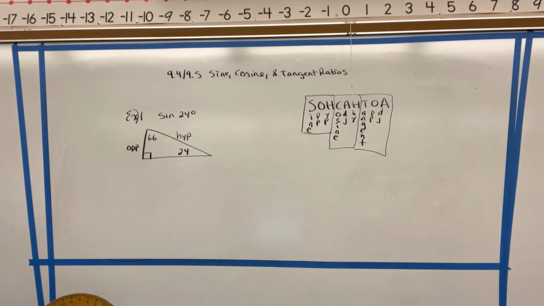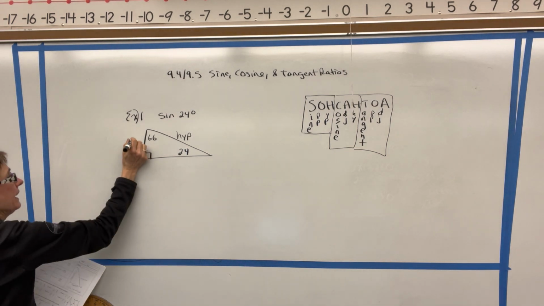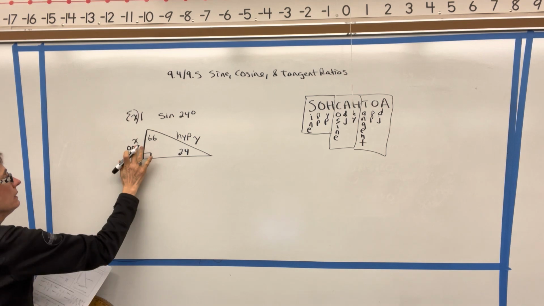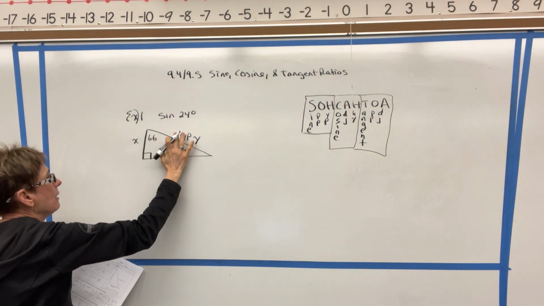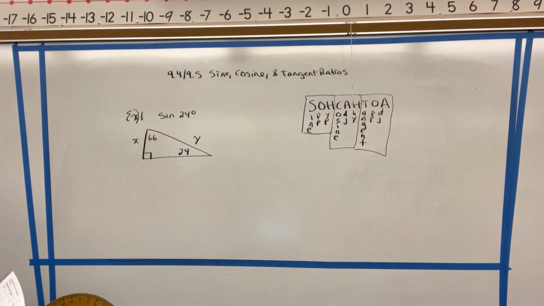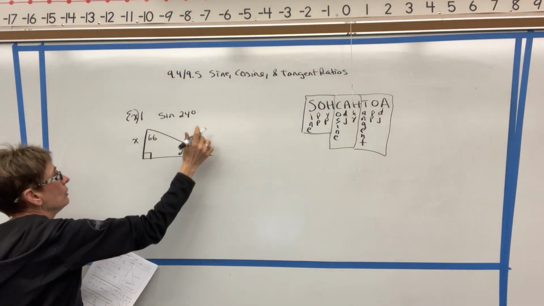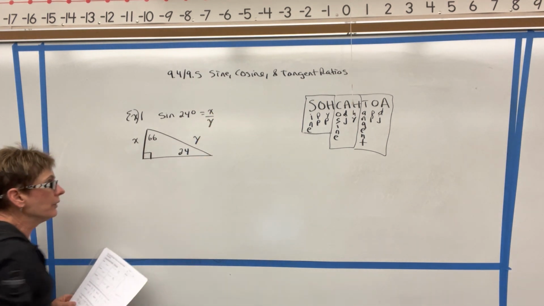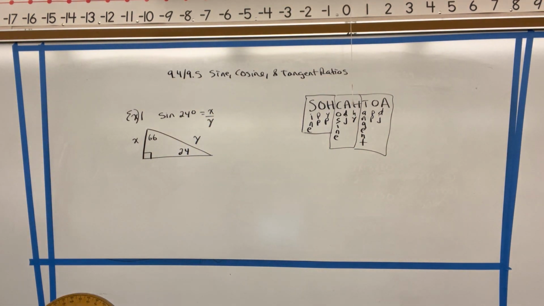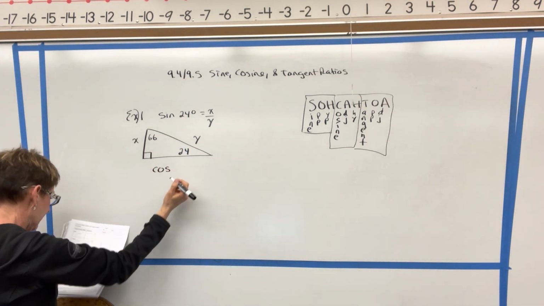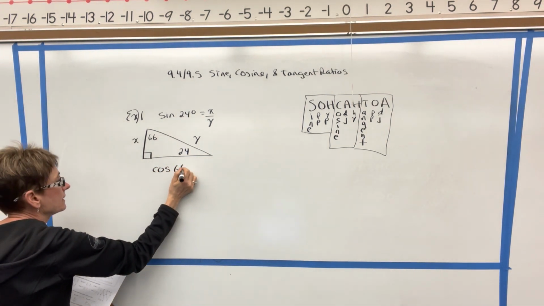That is going to be, maybe we can call this side X and that side Y. Let's take away the hypotenuse and the opposite labels for now and just call those sides X and Y. If sine is X over Y, I want to think of another way that I could write X over Y. And the way that I can do that is by looking at the cosine of 66.